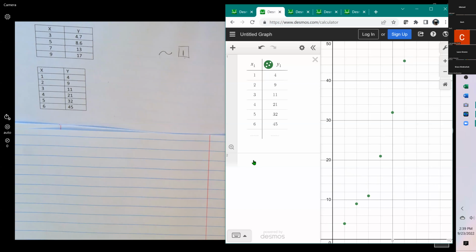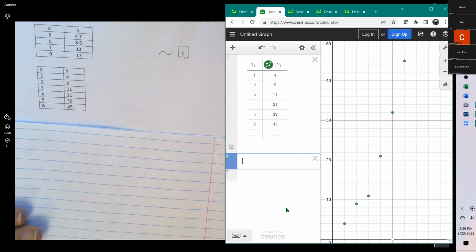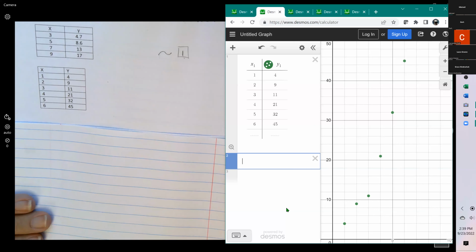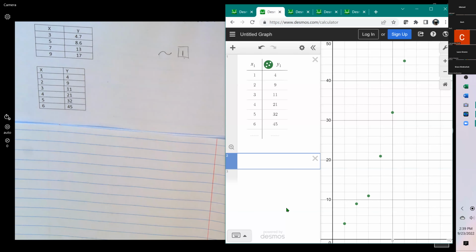Any questions on plugging them in? Remember, you click the little plus sign, click on table, and then enter them. Any questions so far? Okay, go ahead and find the linear equation, the quadratic equation, and the power function.